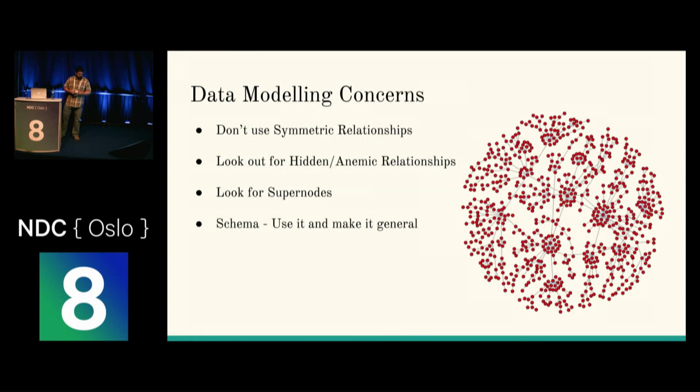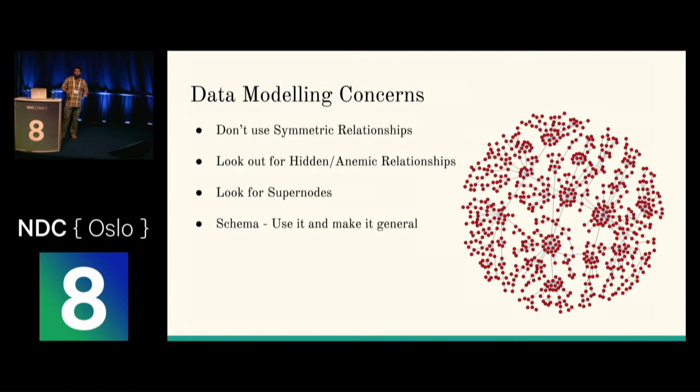Things to be concerned about in data modeling. The one that almost every person new to graph does, that I see consistently, is what's known as a symmetric relationship. In most graph data modeling, all the data stores use what are called directed edges. That means you have an in vertex and an out vertex, so the edge goes from one vertex in your system to another vertex in your system.